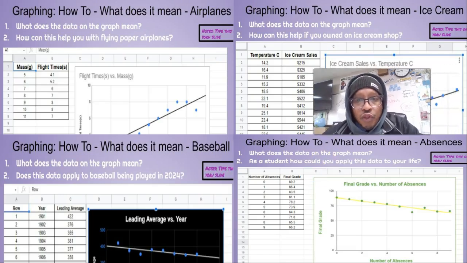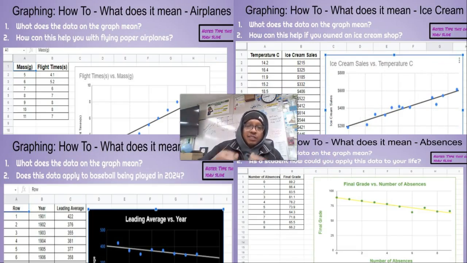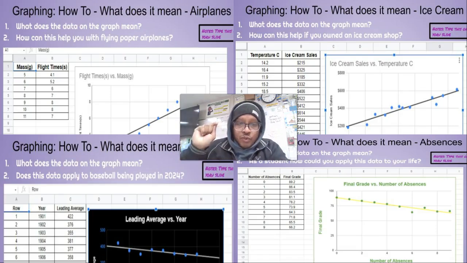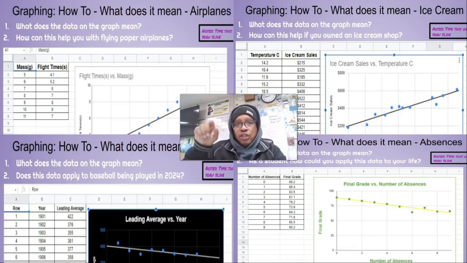So these are the 4 that we more or less covered yesterday. So we should have those done. If you guys have questions about those, please let me know. We are going to go over, and again, you just need to answer these questions, right? So how could this help me fly a paper airplane? How could this help me if I have an ice cream shop? And let's just talk to that one for a second. How could this data help me if I have an ice cream shop?